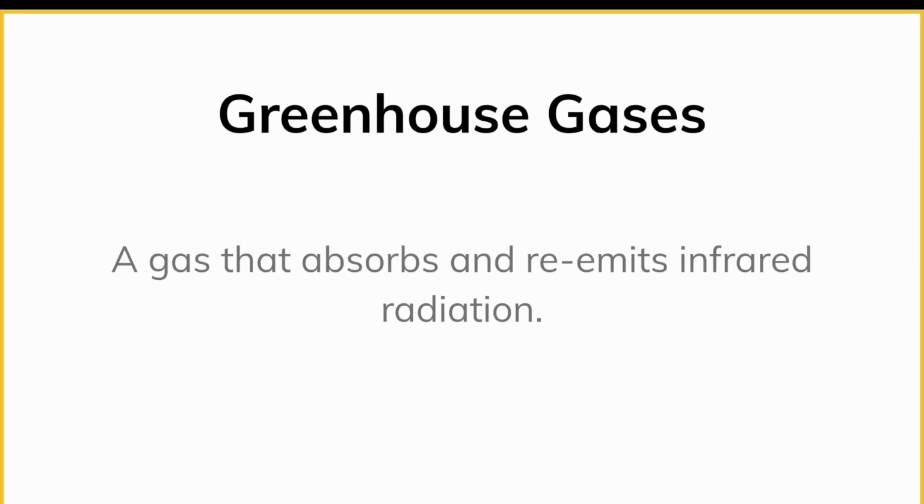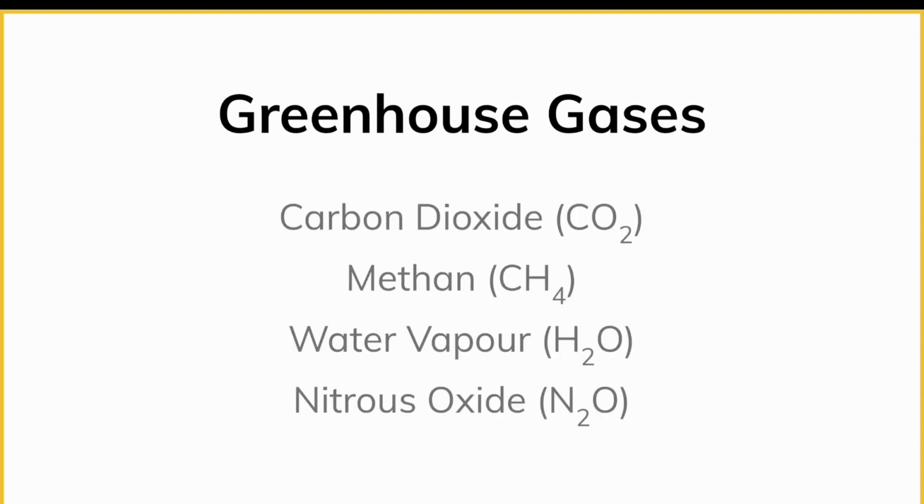What defines a greenhouse gas? The most important key characteristic of a greenhouse gas is that it's a gas that absorbs and then re-emits infrared radiation. So it absorbs and re-emits from that particular part of the electromagnetic spectrum, being the infrared part of the radiation. On Earth, there are four main greenhouse gases. There are others, but these are the four main ones that we're going to talk about. So we have carbon dioxide, methane, water vapor, and nitrous oxide.